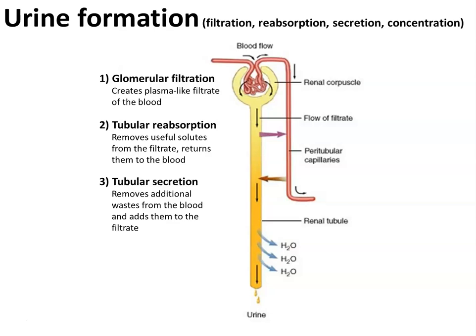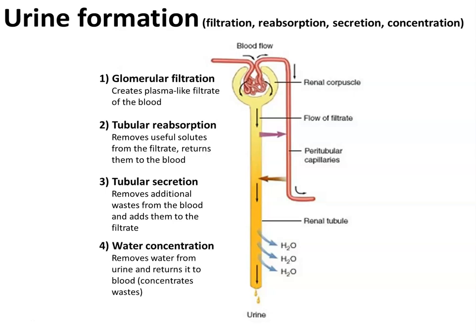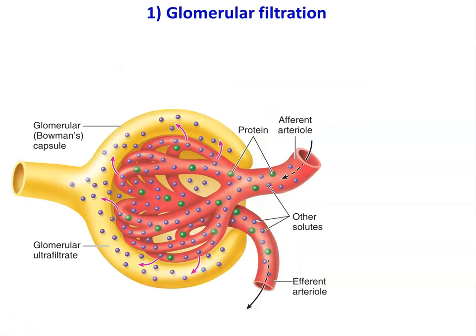The third step is tubular secretion. And in this process, it allows the body to directly secrete waste products into the nephron. And then lastly, we concentrate urine. And in this step, this is the last chance we have to reclaim water. Now let's go over each step of urine formation in more detail.